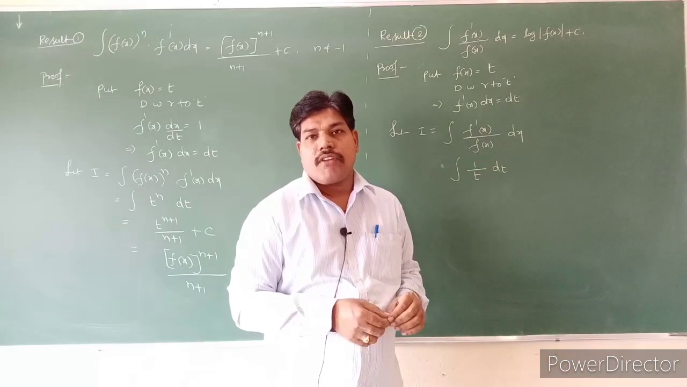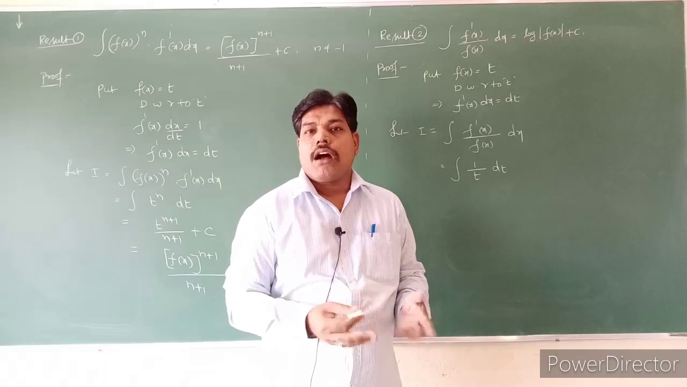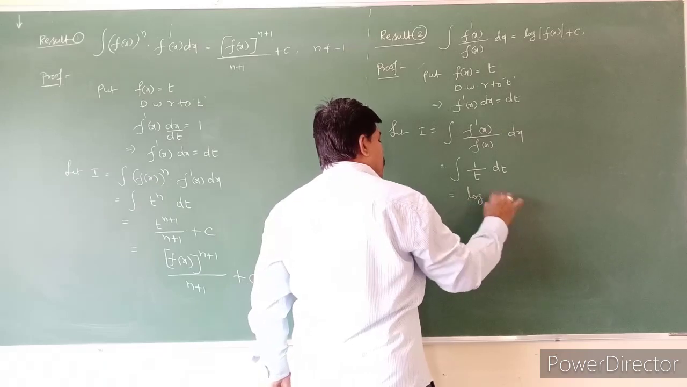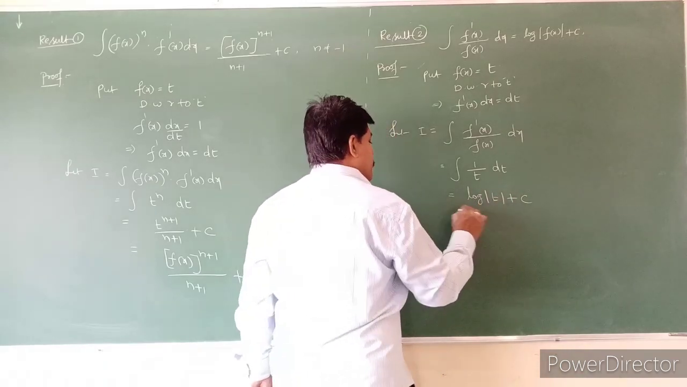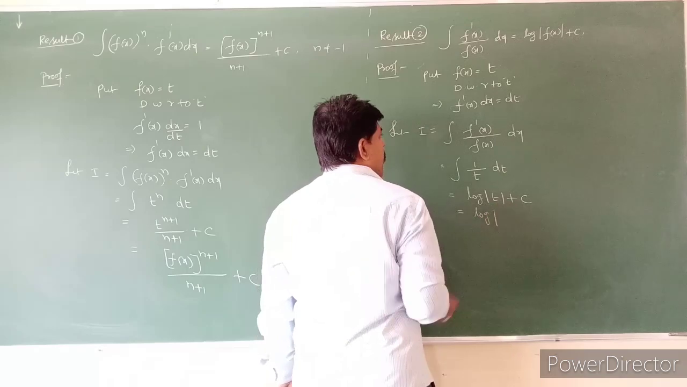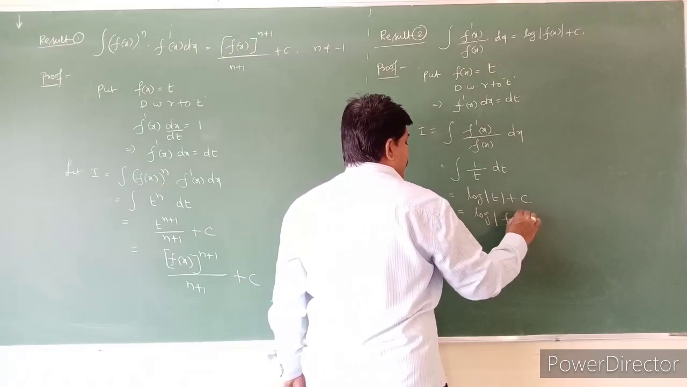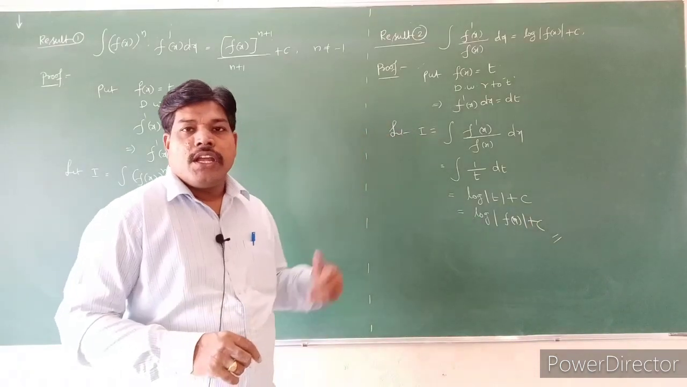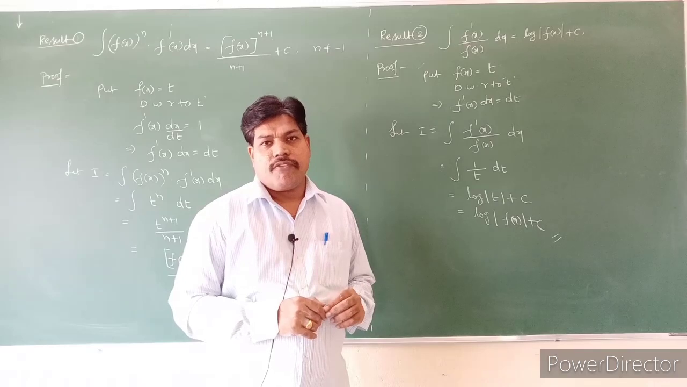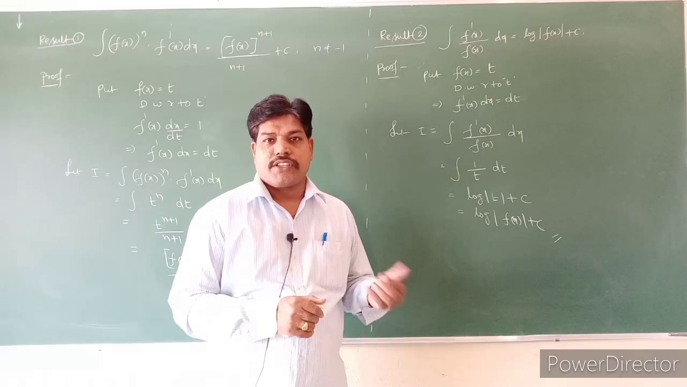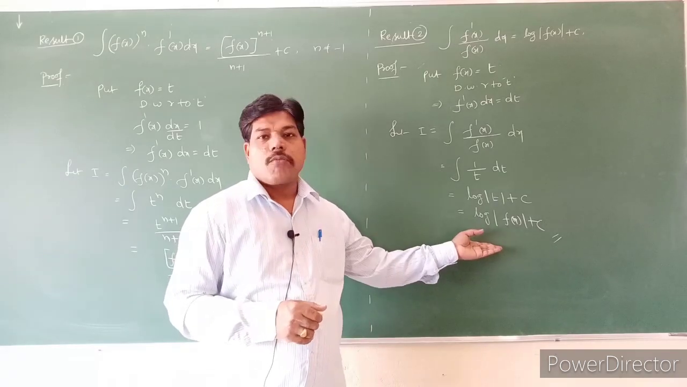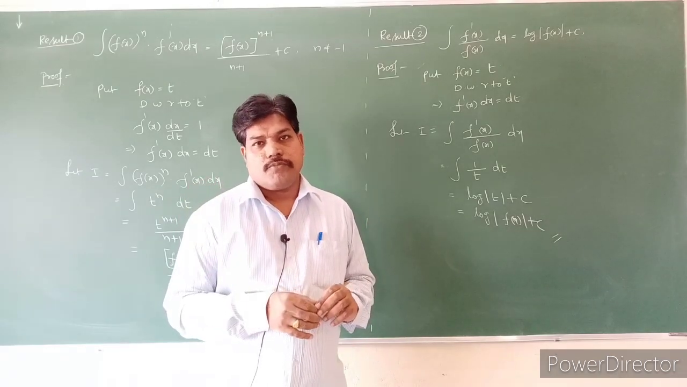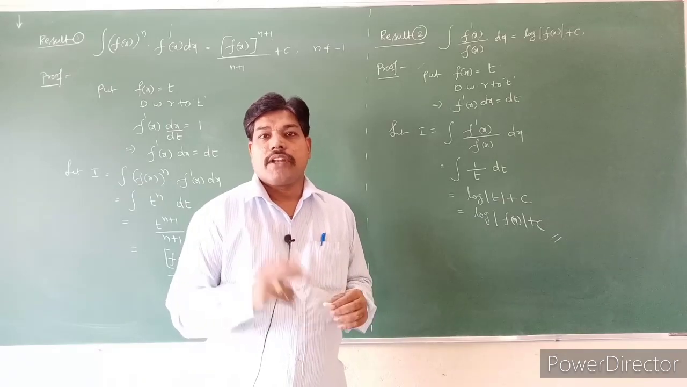We already know that the integral of 1 by x into dx formula is log of mod x. So here it will become log of mod t plus c. That implies log of mod f of x plus c. So this is a very important formula: the integral of f dash of x by f of x into dx is log mod f of x. Very important formula for the objective questions. If you know this formula, we will get the answer in one step.